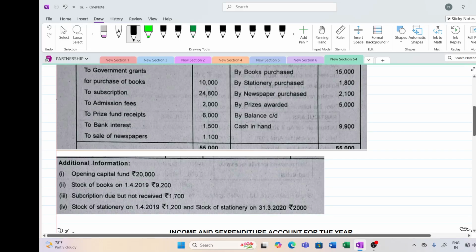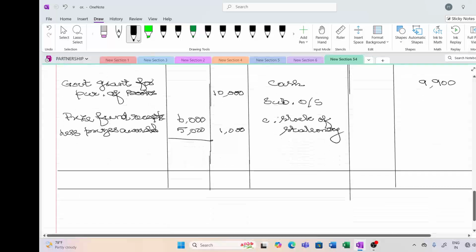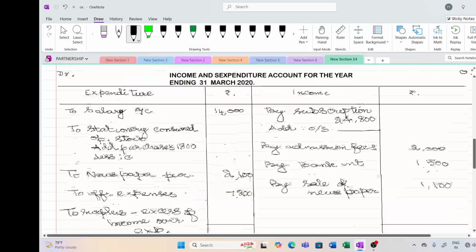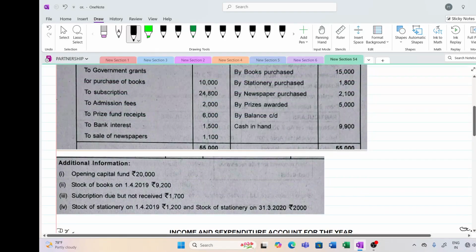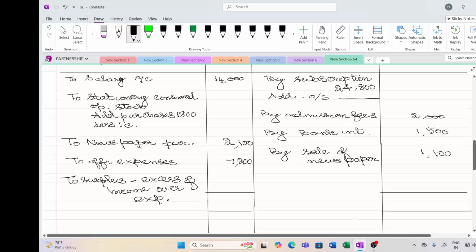The last item of receipt and payment account is cash in hand. This is an asset for the current year. So I have taken to the balance sheet cash in hand. I wrote it in short, 9,900. Now coming to the adjustment. Opening capital fund, I have put it in the balance sheet, 20,000.